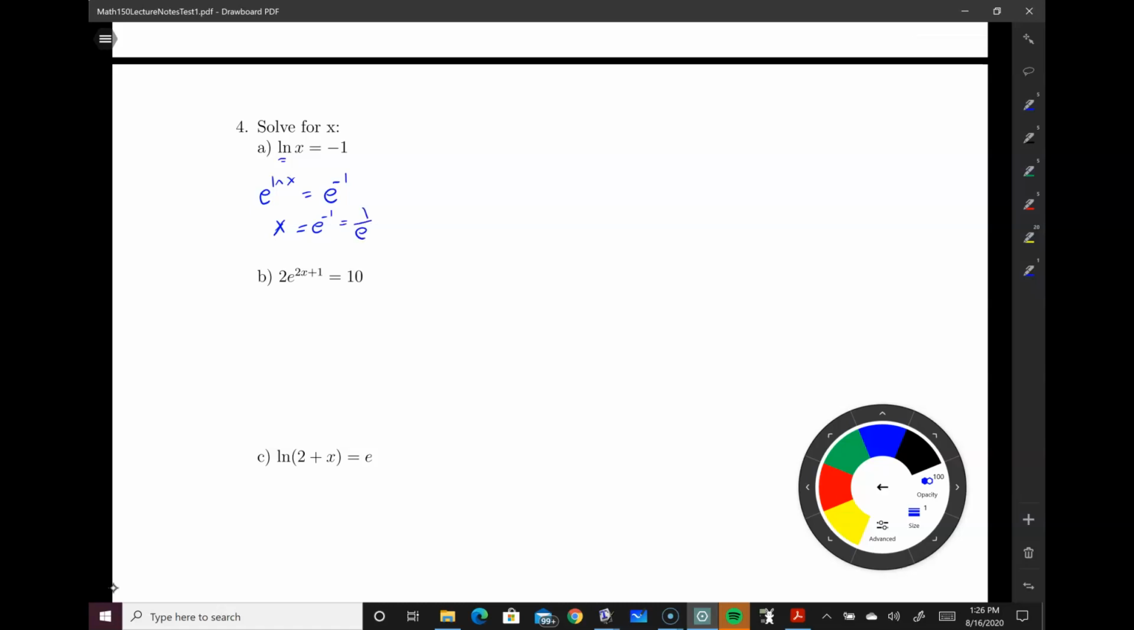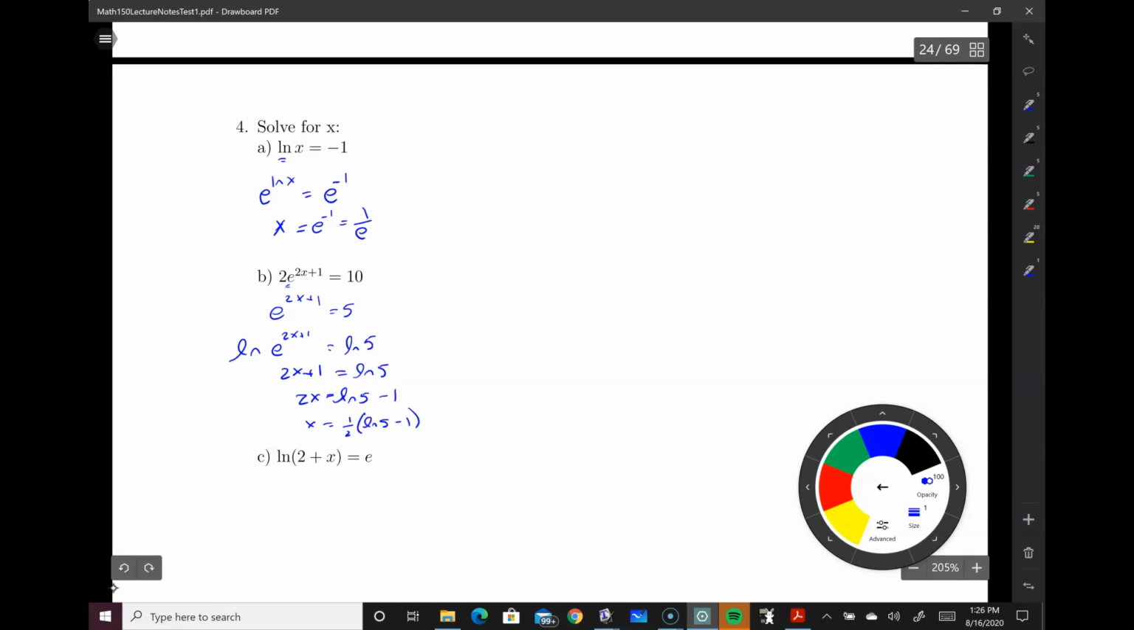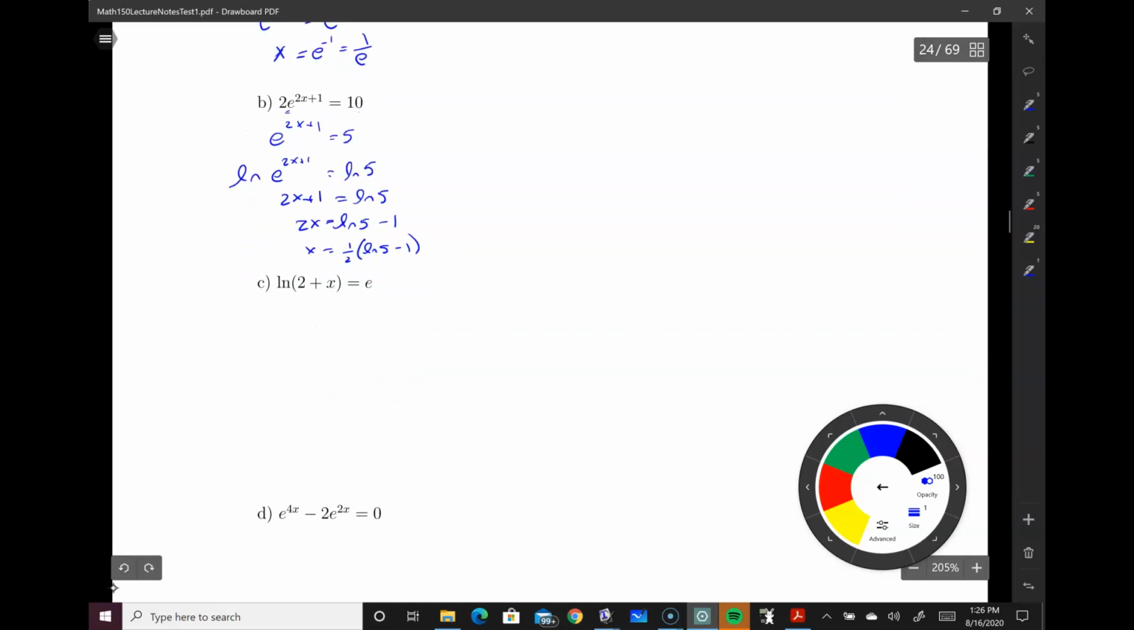Up to you. Before I go take the ln of both sides, I'm going to suggest that you divide through by the 2 first. Then go take the ln of both sides. So this ln and this e cancel, so I'm left with 2x plus 1. ln of 5 is a number, so just leave it, carry it along. Then subtract 1 and divide by 2. And that's a number. I don't want a decimal, just leave it just like that.